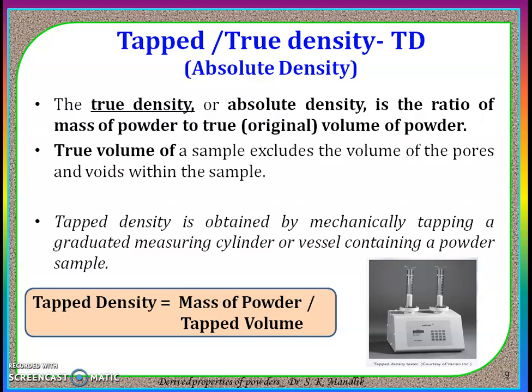The tap density is obtained by mechanically tapping the graduated measuring cylinder or vessel containing the powder sample. So, the bulk density apparatus with a number of taps can be used to determine tapped volume. So, this is the formula to determine tap density: mass of the powder divided by tapped volume of powder.